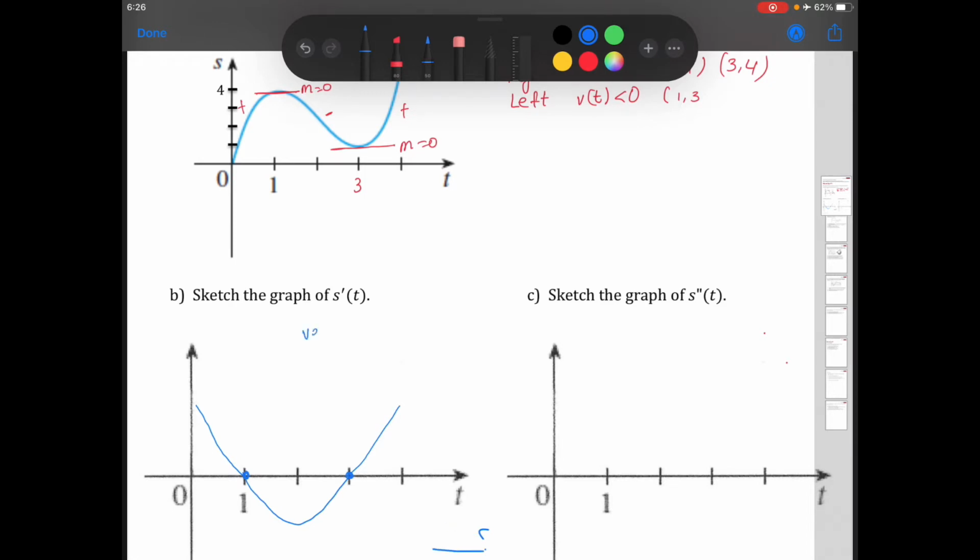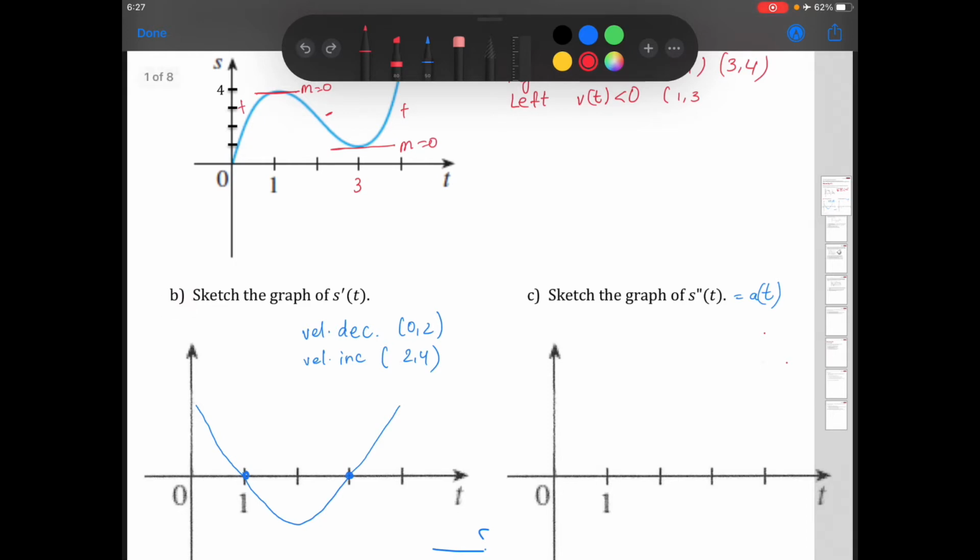So let's write this down. The velocity is decreasing from 0 to 2, and velocity is increasing from 2 to 4. Okay, now it's asking us to sketch the graph of s double prime of t. S double prime of t is basically your acceleration, right? So I'm going to write it as a of t. So again, we're going to be looking at the slopes of what? My velocity. So if I look at the slope of my velocity, which is my part B, I can come up with the sketch of s double prime of t, or my acceleration function.